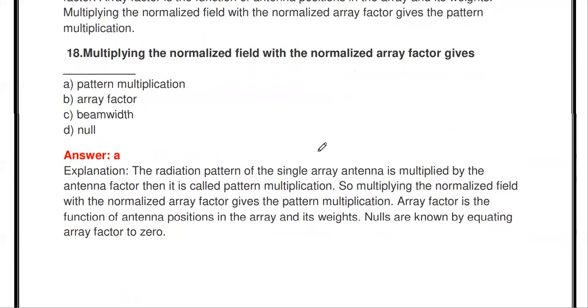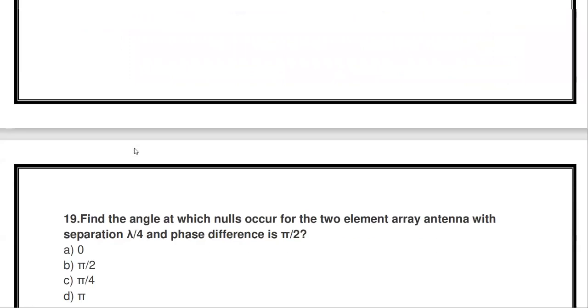Using the pattern multiplication concept, multiplying the normalized field with the normalized array factor gives dash. Multiplying the normalized field with the normalized array factor gives the pattern multiplication. That is called pattern multiplication.